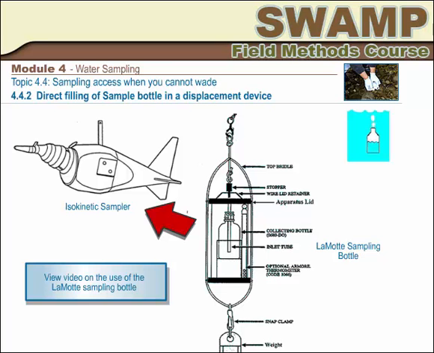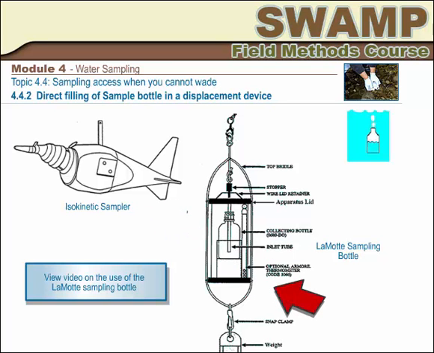The item you see on your screen that looks like a hybrid between a bird and an airplane is an isokinetic sampler. Isokinetic samplers have a hydrodynamic shape and an intake nozzle that faces the current directly. Water pushed through the nozzle into the container is representative of the particulates suspended in the water. The sampler can be held with a pole from above while wading, or it can be suspended by a cable from a bridge.